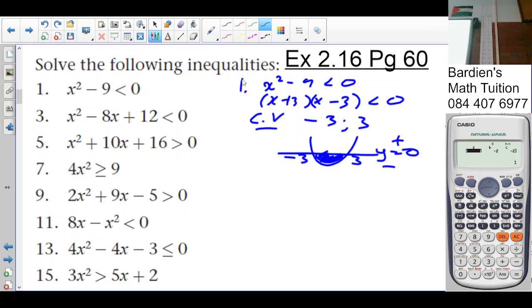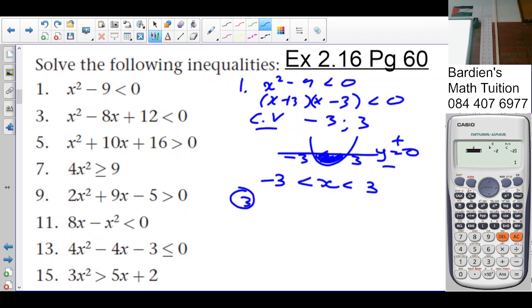Is that the continuous or broken solution? Continuous, so you must write it together. So x is greater than negative 3, but less than 3. If the inequality is bunched together, it's always written like this, provided that the smaller value is on the left-hand side, or the value that's more negative.